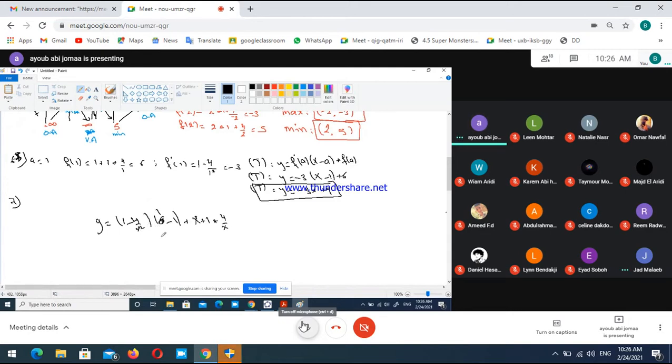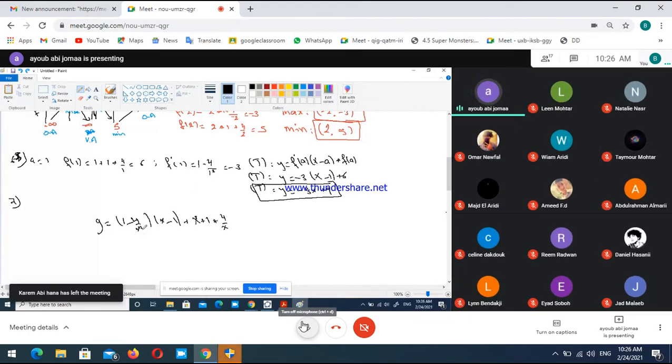Don't repeat it. Teacher, the electricity cut is back. Yes, okay, because the A, first of all, this is f prime of A. Okay? F prime of A is 1 minus 4 over A squared. And f of A here should be A plus 1 plus 4 over A. So if you are going to replace, you don't replace by X, you replace by A. Don't make a mistake in it.